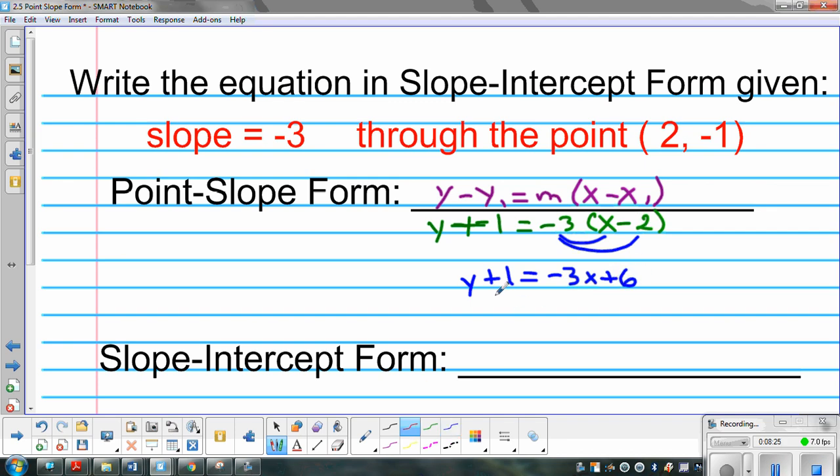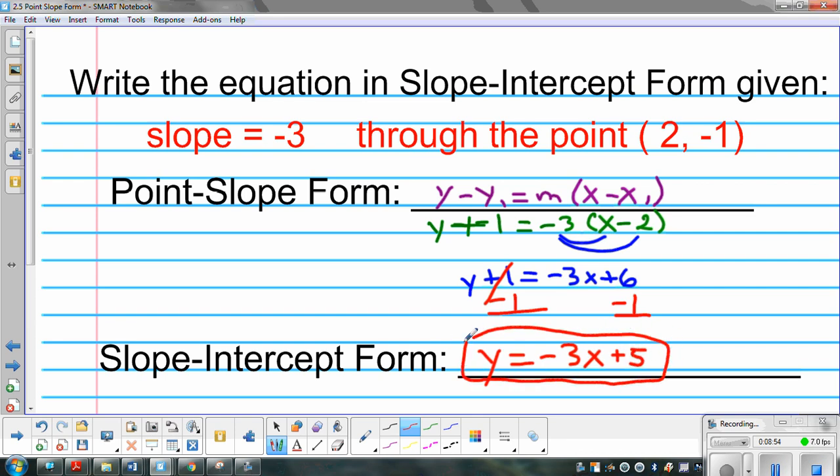Our final step is to isolate that y, so we must get rid of the positive 1. Well, the opposite of a positive 1 is a negative 1. So we're going to put minus 1 here and minus 1 underneath its like term over here. So now we have y equals negative 3x, 6 minus 1 is 5. There is the equation of the line in slope-intercept form.